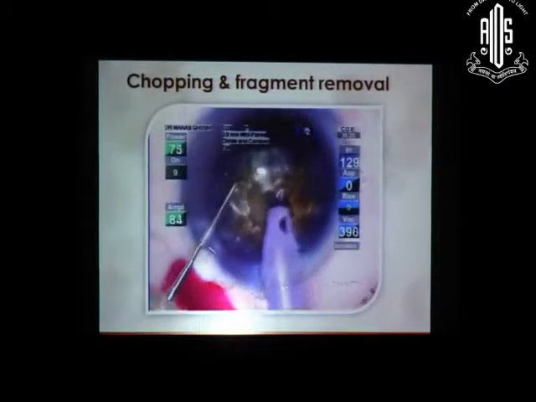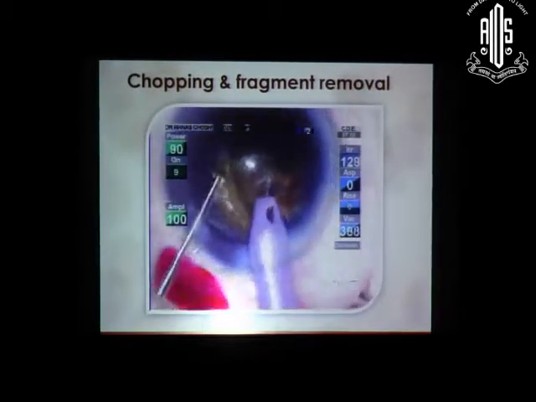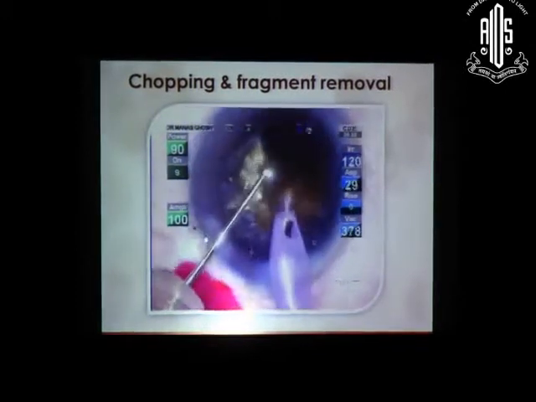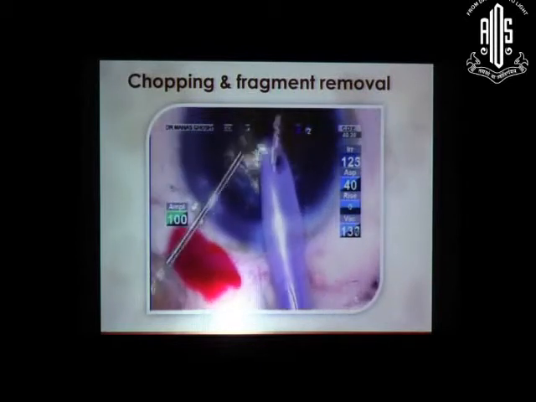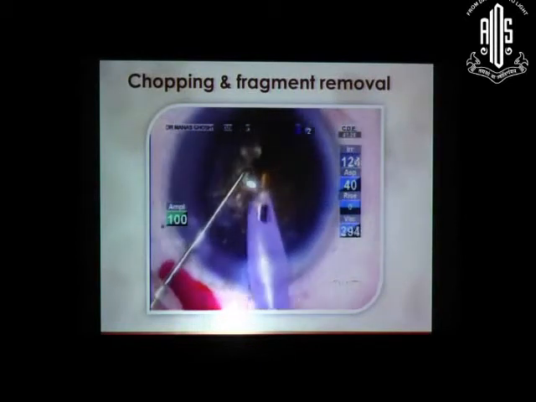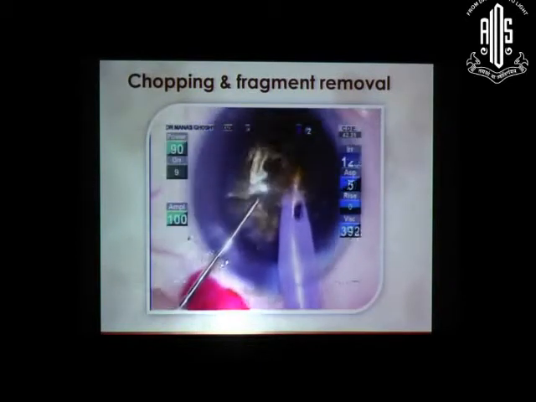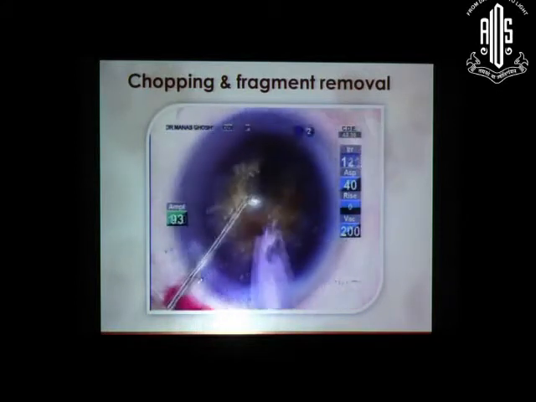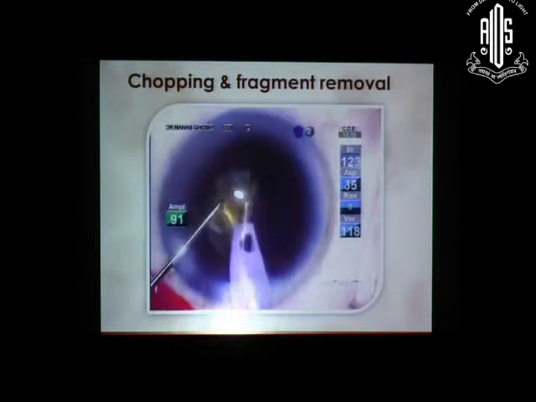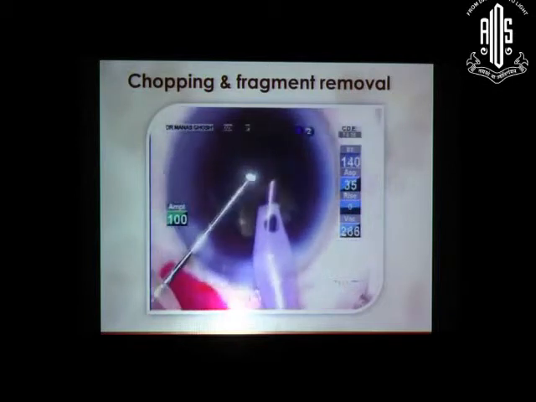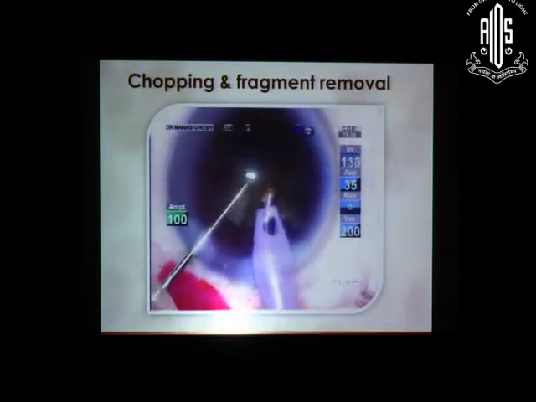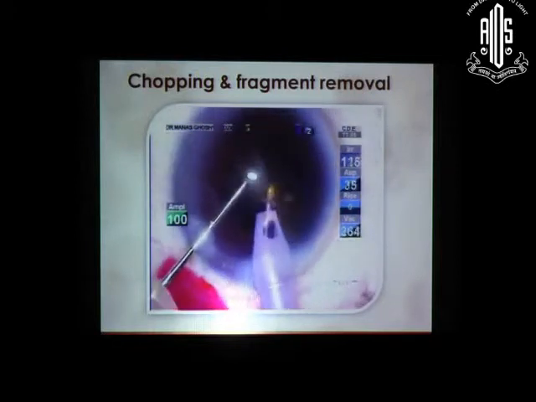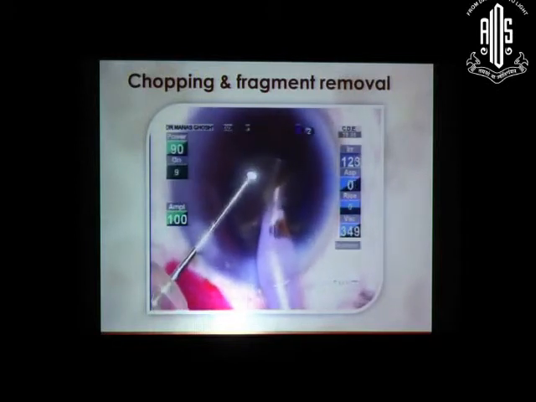So once I chop completely, I am replenishing the viscoelastic with the side port, because by the time I have completed the chopping, the viscoelastic has been washed away. So repeated viscoelastic injection prevents the endothelial damage. See, once my chopping is complete, the fragments are coming so swiftly to my tip.